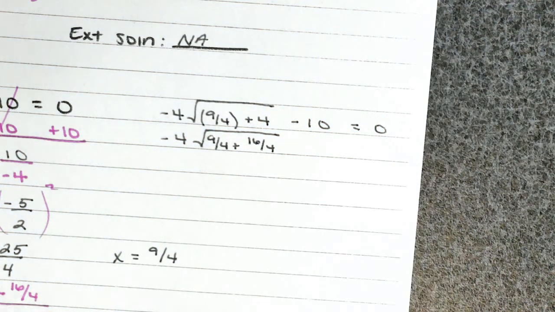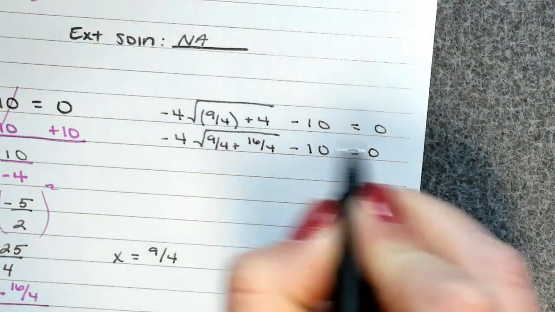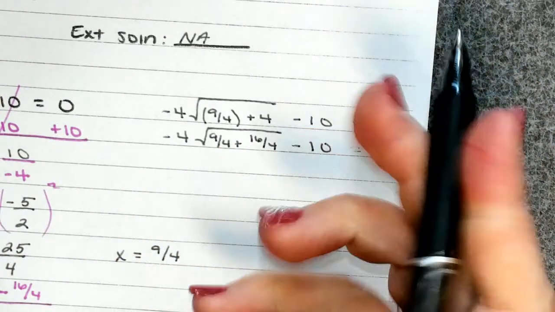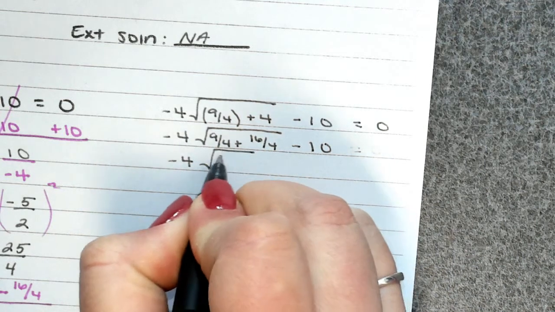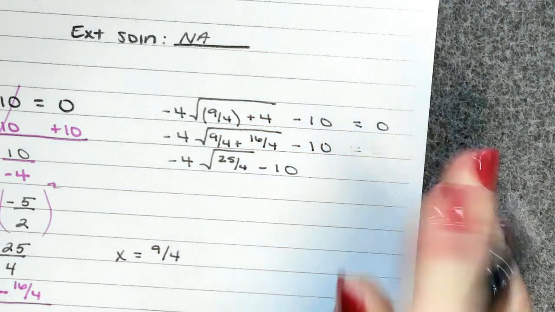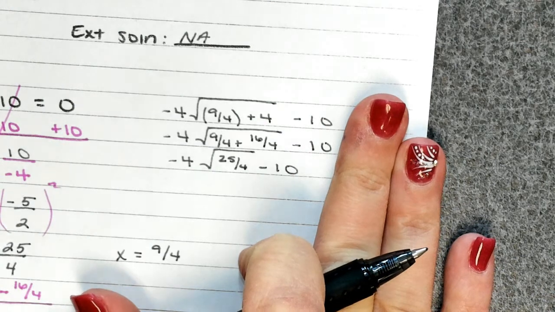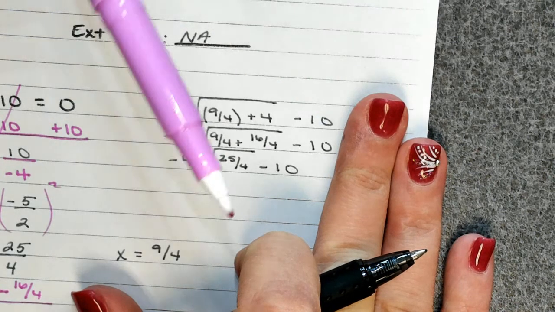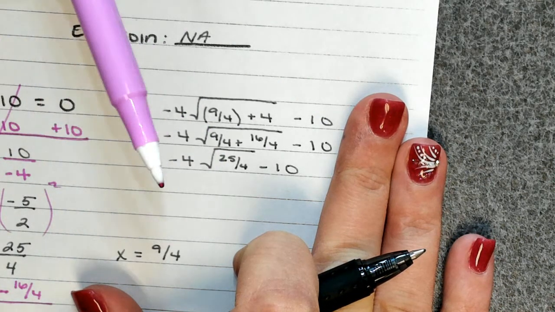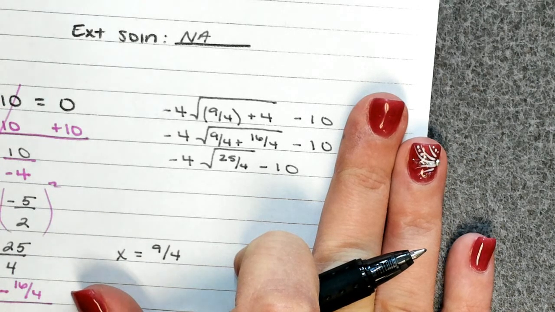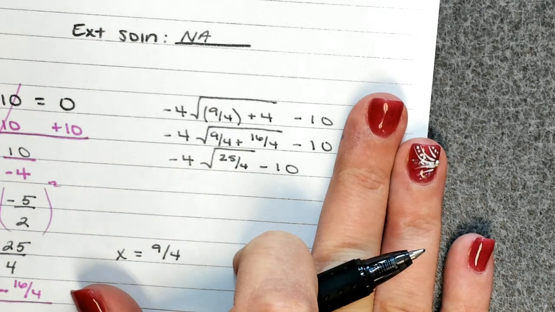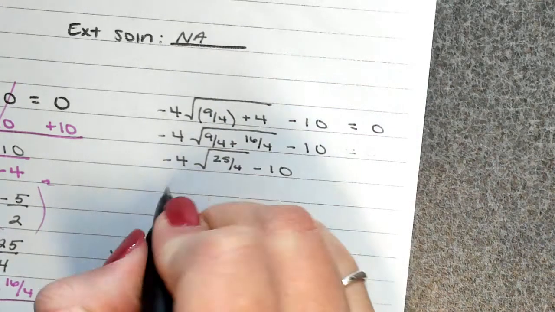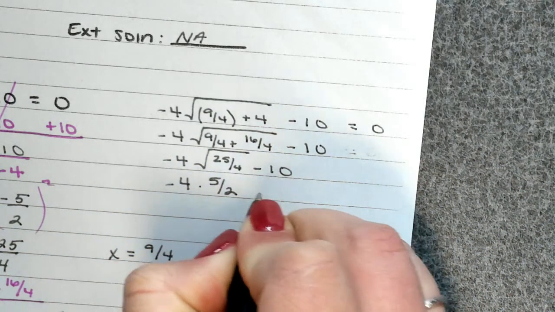16 fourths is the same as 4. Don't have to write that, I'm sorry. And then, yes, you get 25 over 4. Good. Okay. And then what comes next using PEMDAS? The square root will come next. So the square root is just like an exponent, so it goes parentheses, exponents, or radicals, because they're the same thing. Okay, so what's the square root of 25 fourths? 5 over 2. You can square root 25 and you can square root 4. So we get negative 4 times 5 over 2 minus the 10.